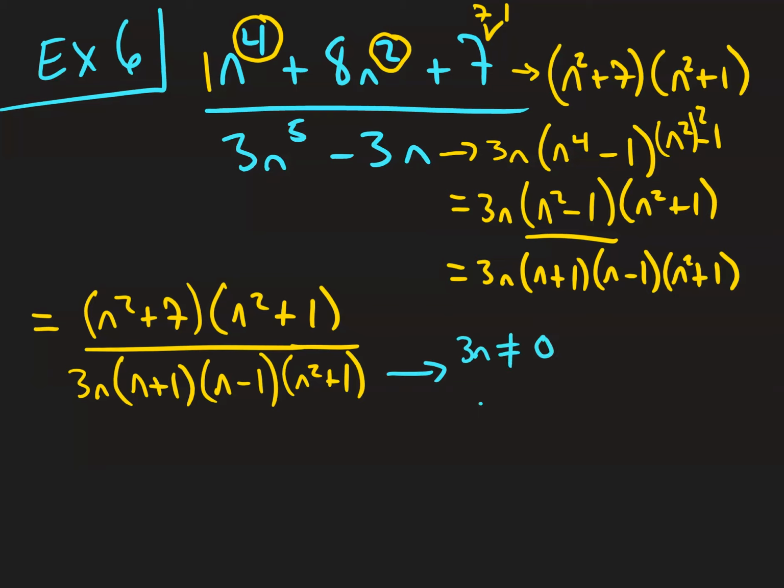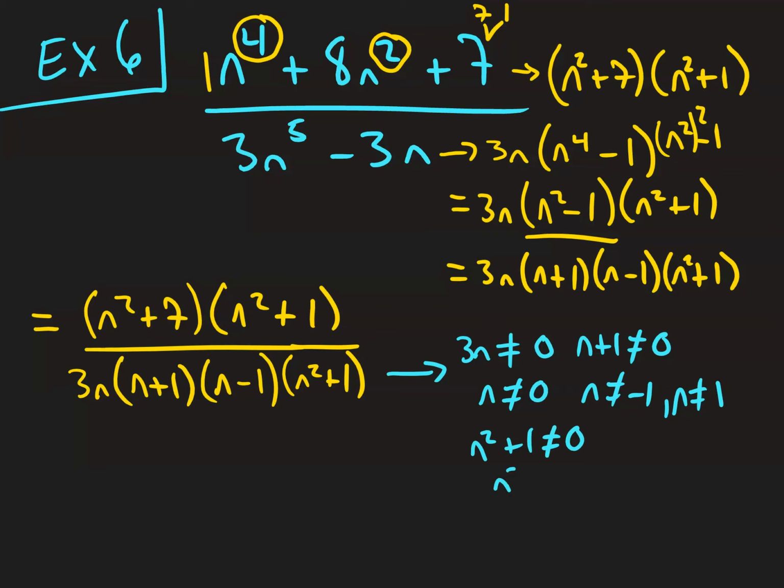Okay, now that it's fully factored, we can write our excluded values, so I know that 3n cannot equal 0, so n cannot equal 0. I know that n plus 1 cannot equal 0, so n cannot be negative 1. I know that n minus 1 can't be 0, so n cannot equal positive 1. And I know that n squared plus 1 cannot be equal to 0. So if I subtract the 1, n squared cannot be equal to negative 1, which means n cannot be equal to the square root of negative 1, which is i. But since i is an imaginary number, we don't have to worry about this last term.